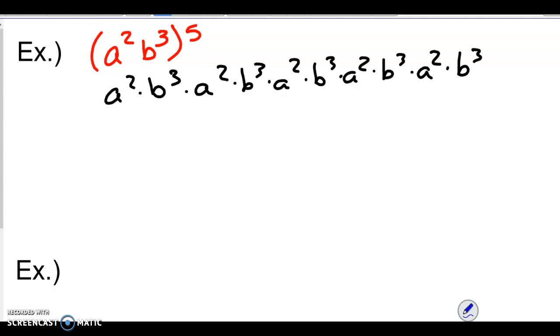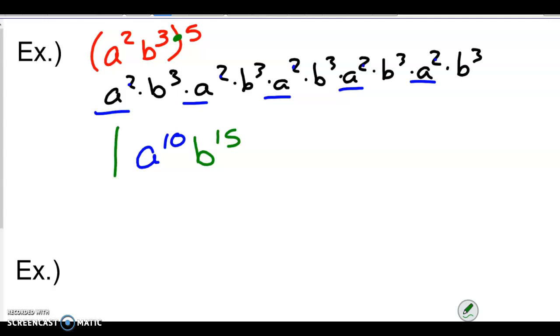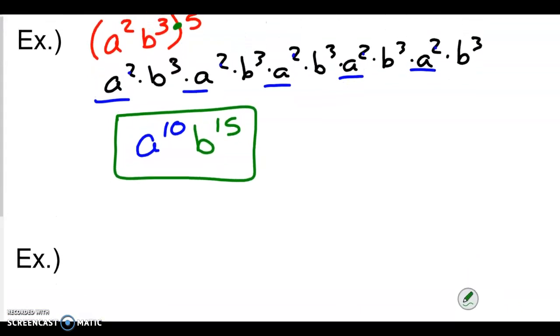So if we're going back to our first rule, 1, 2, 3, 4, 5, a squared happening 5 times, that's 2, 4, 6, 8, 10. I have a to the 10th, and then I have b to the 15th. Remember, you can always just multiply those exponents when it's power to a power. So I have a to the 10th, b to the 15th, and that would be your final answer. Okay?